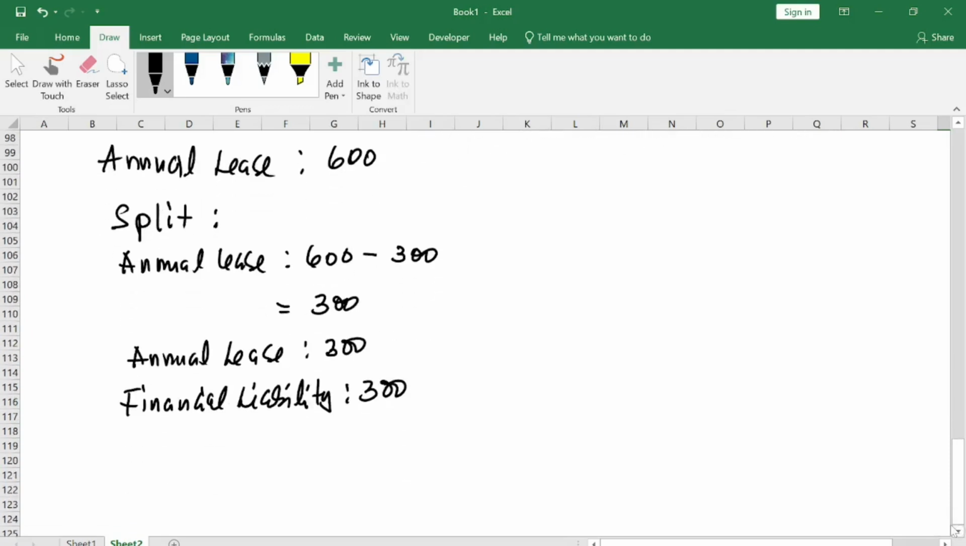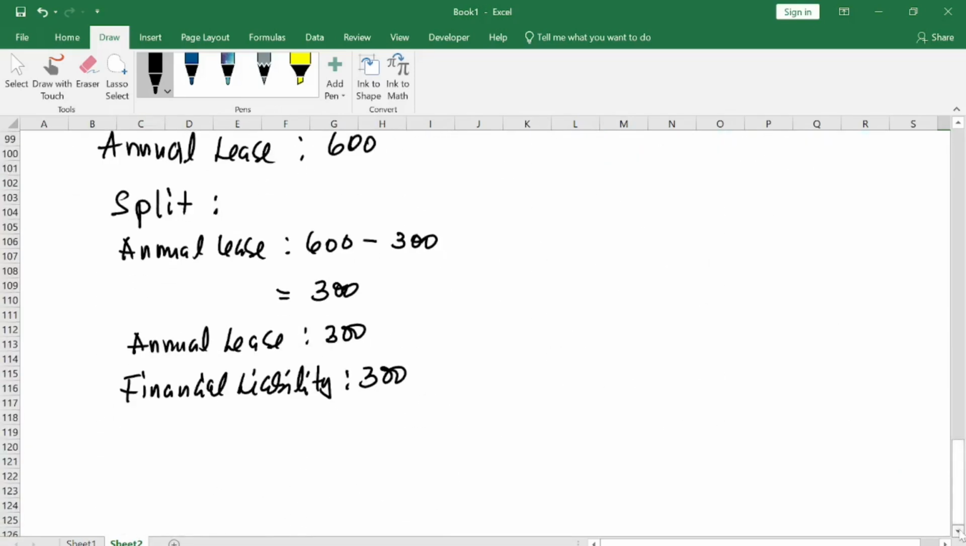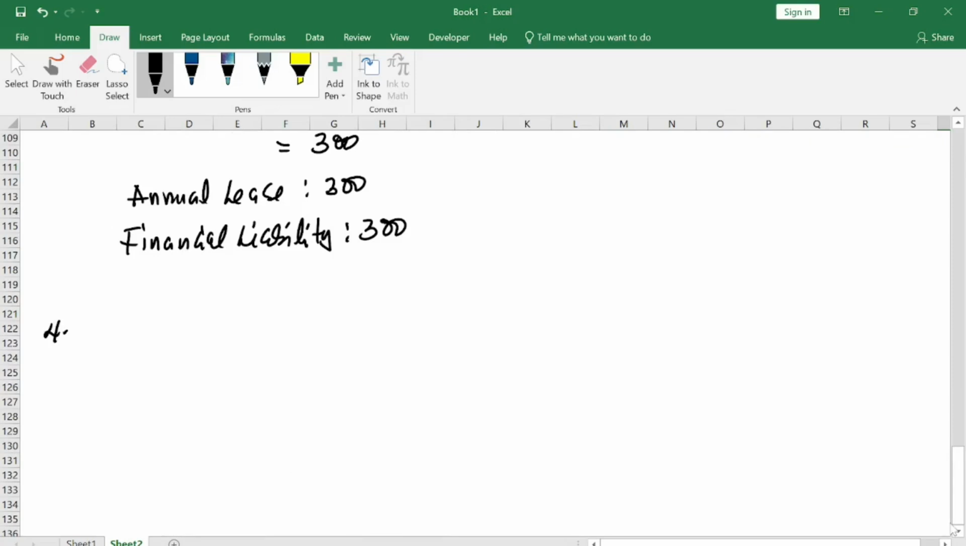So this is what that means. Now that we are done with the splitting, what next? So we move to what? Point number 4. So the 4 is what? You need to find the lease liability. Now the lease liability, we know the process. You find your annual lease payment, which is how much now?